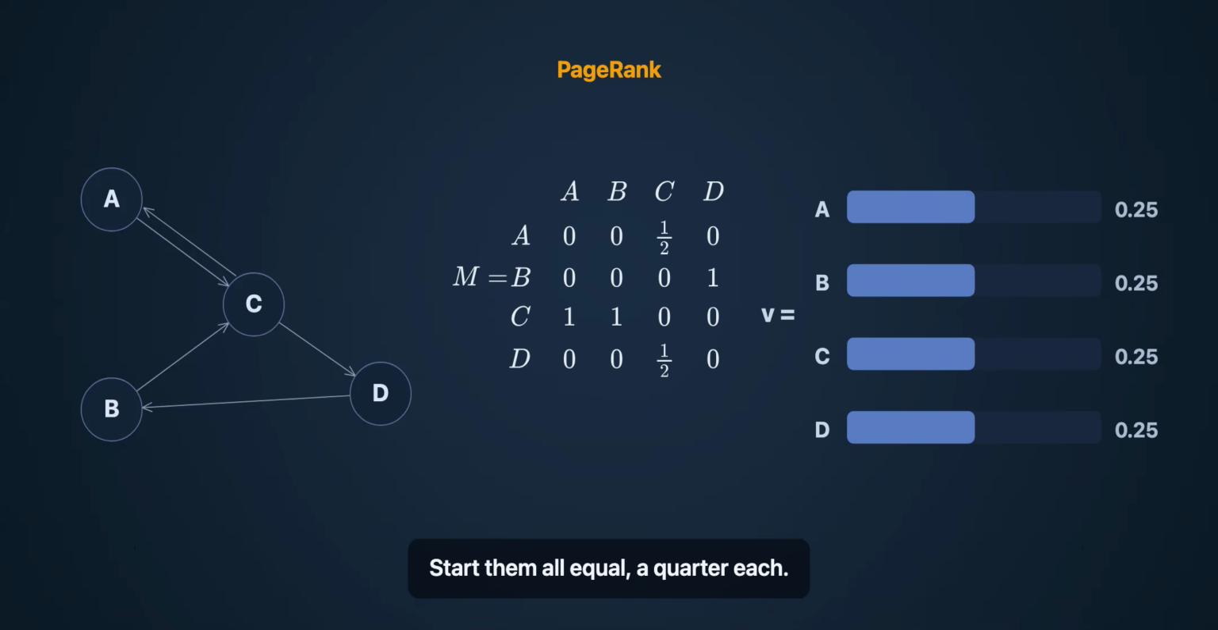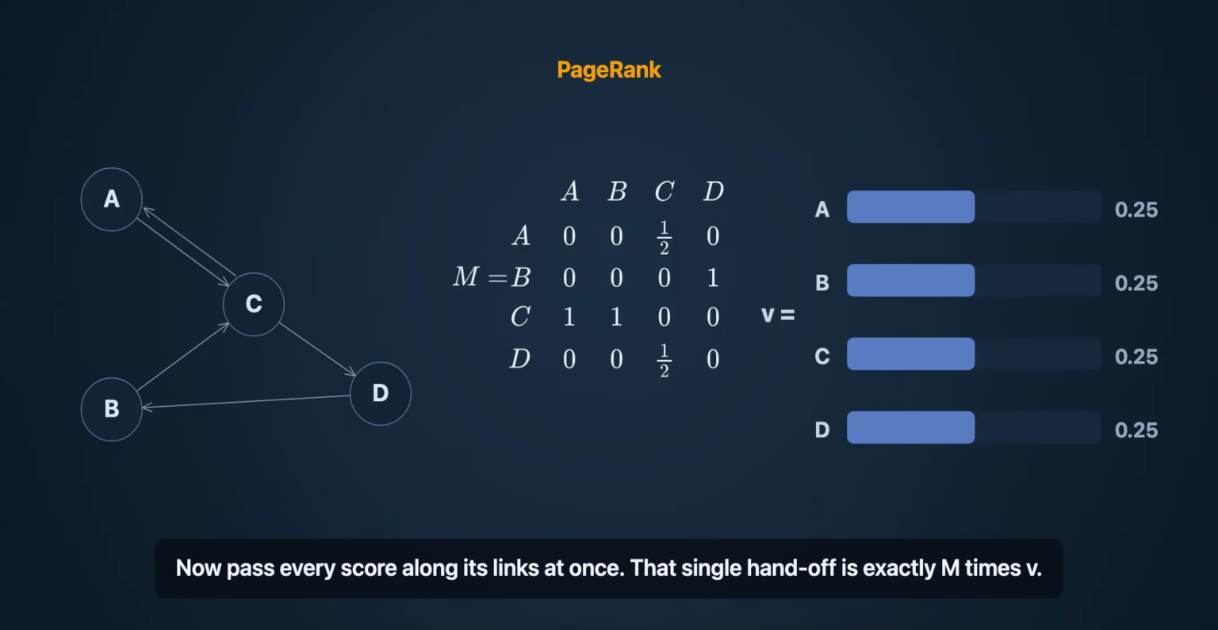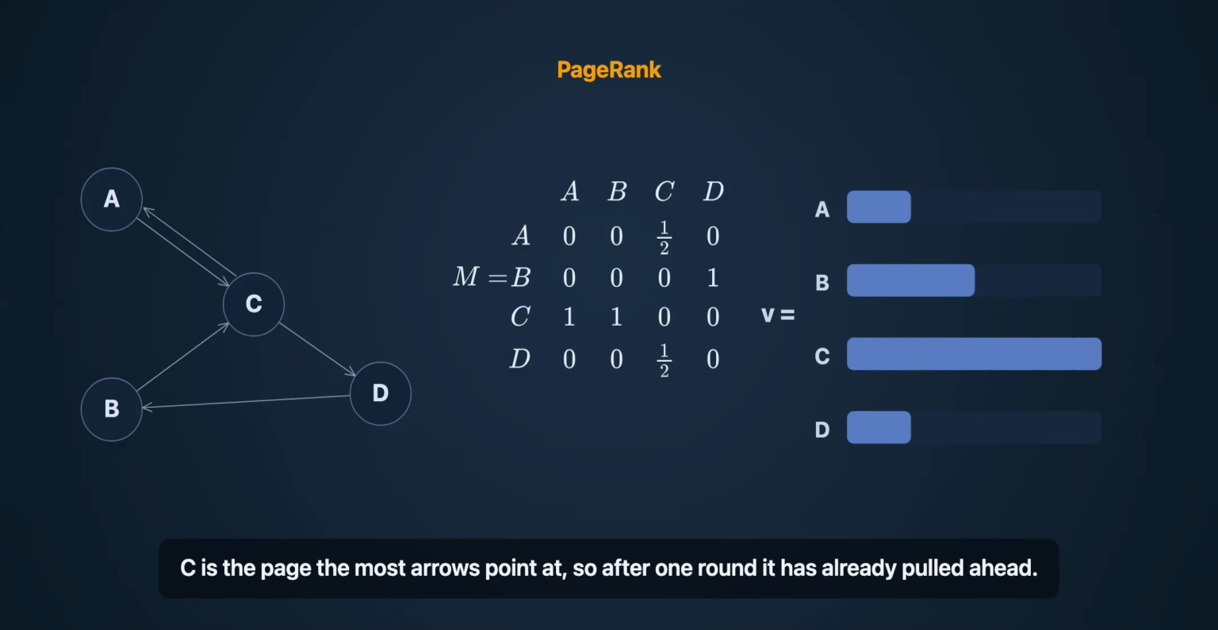And the scores themselves are a vector, V, one number per page. Start them all equal, a quarter each. Now pass every score along its links at once. That single handoff is exactly M times V. C is the page the most arrows point at. So after one round, it has already pulled ahead.